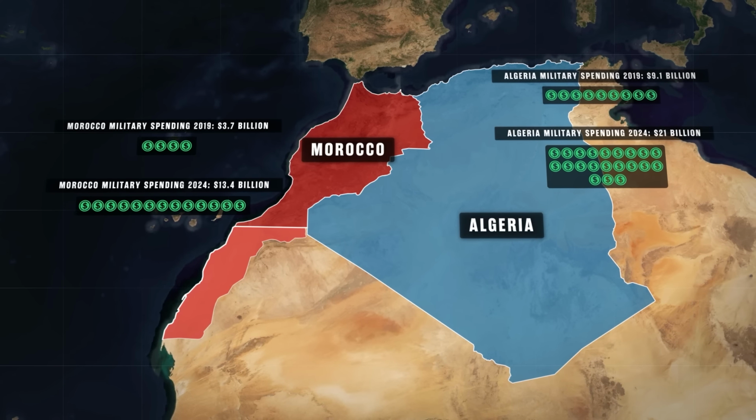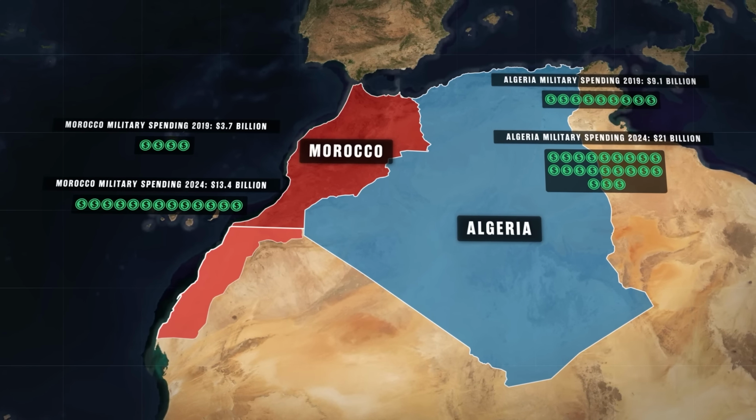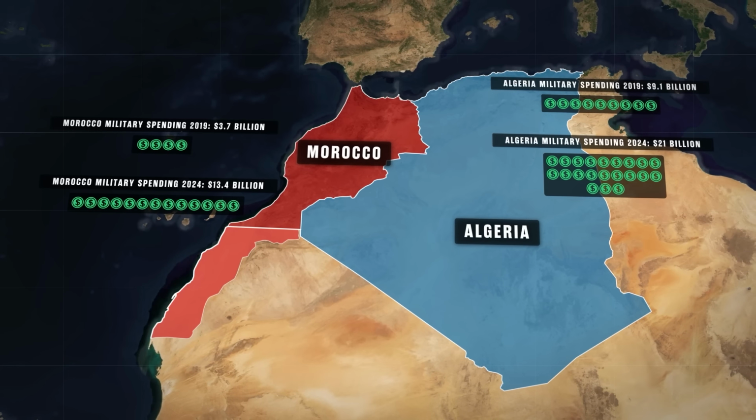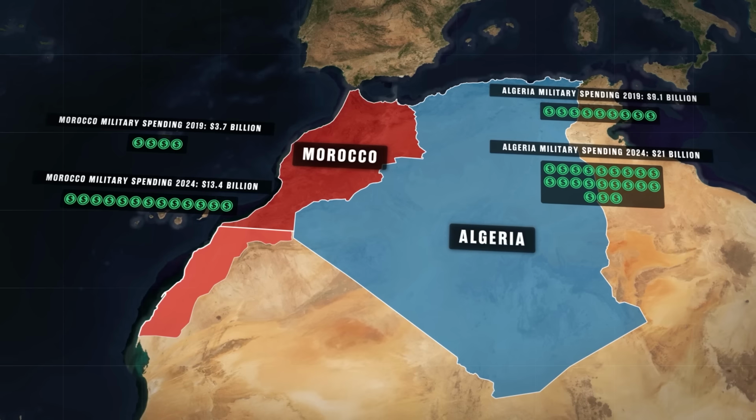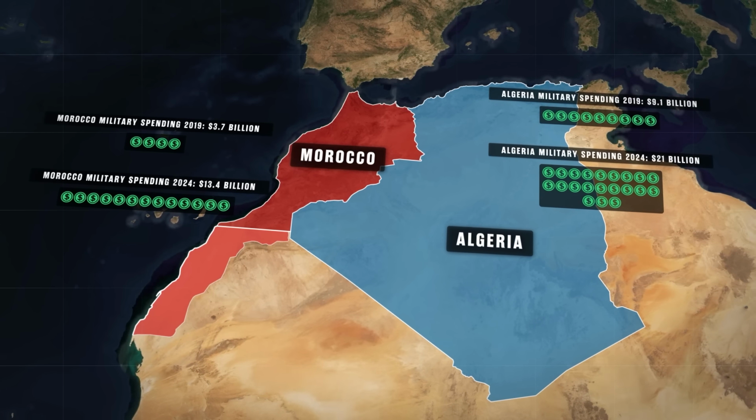As a percentage of GDP spent on the military, Algeria now maintains the second highest military budget in the entire world, at nearly 9.4% of its total GDP, remaining only behind Ukraine.